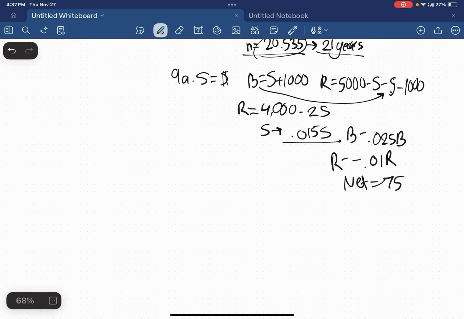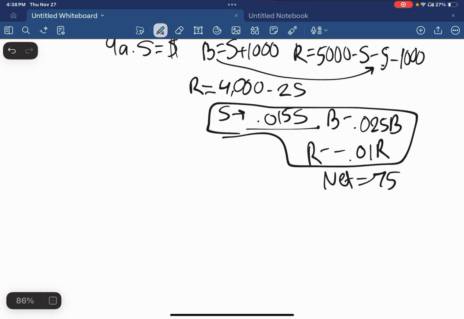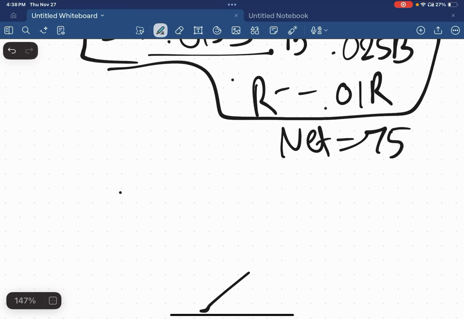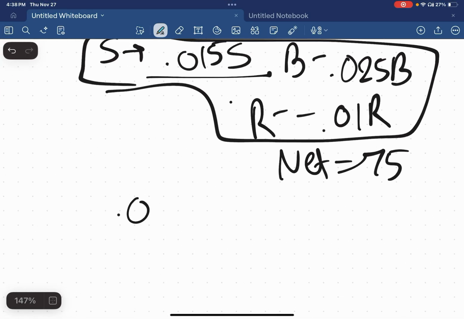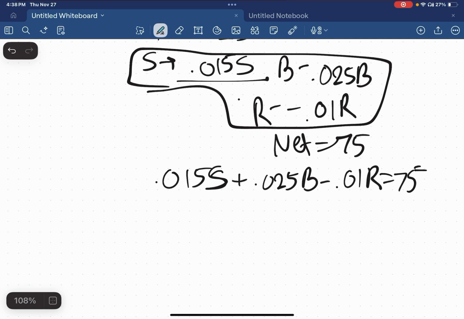Okay, now that we have all this, we can set up an equation with everything. These are all basically the change he had from everything, so we can set that up. You can say that 0.015 of his savings plus 0.025 of his bonds, minus, because he actually lost money, 0.01 of his shares is equal to 75. So look at that, we actually have an equation going on.